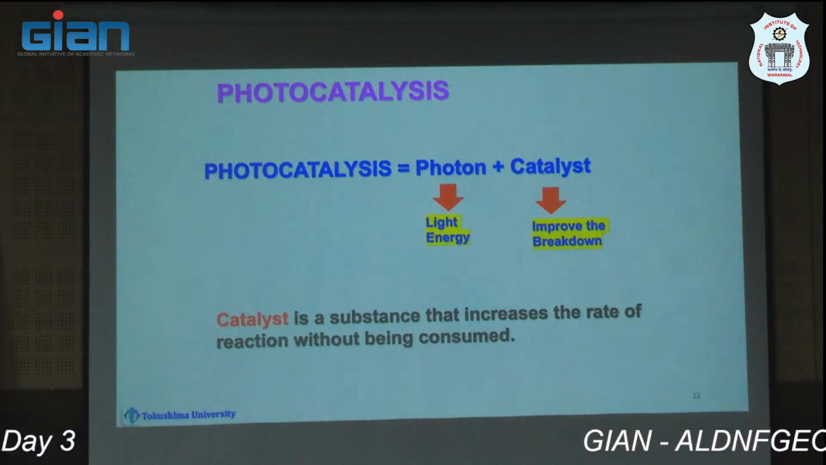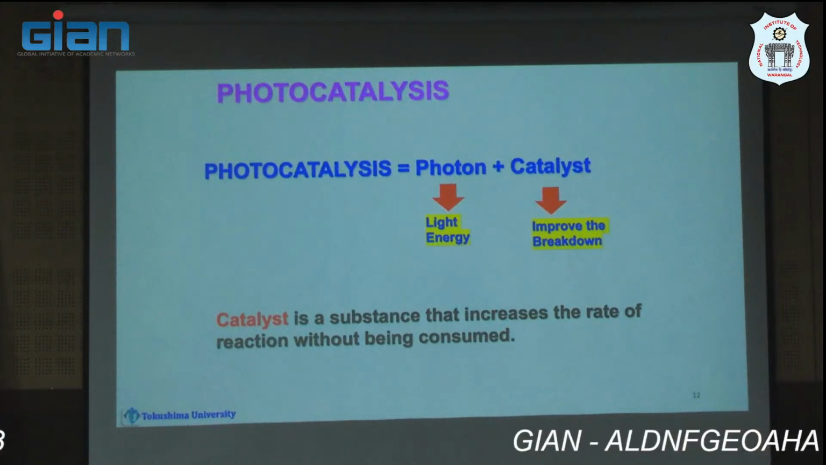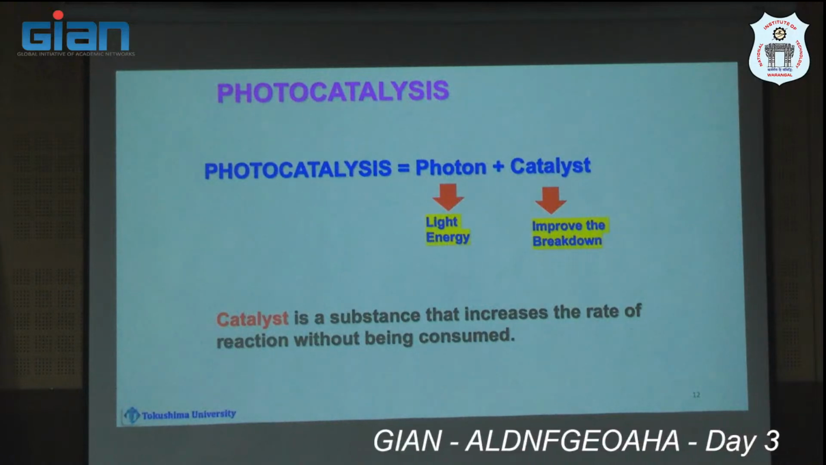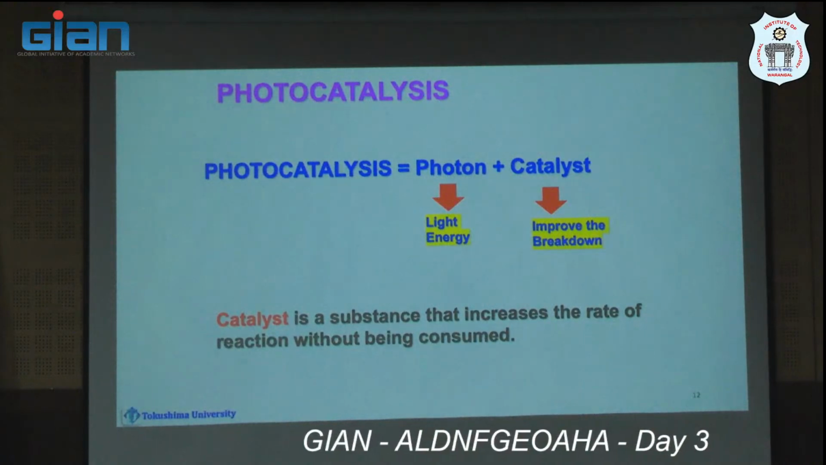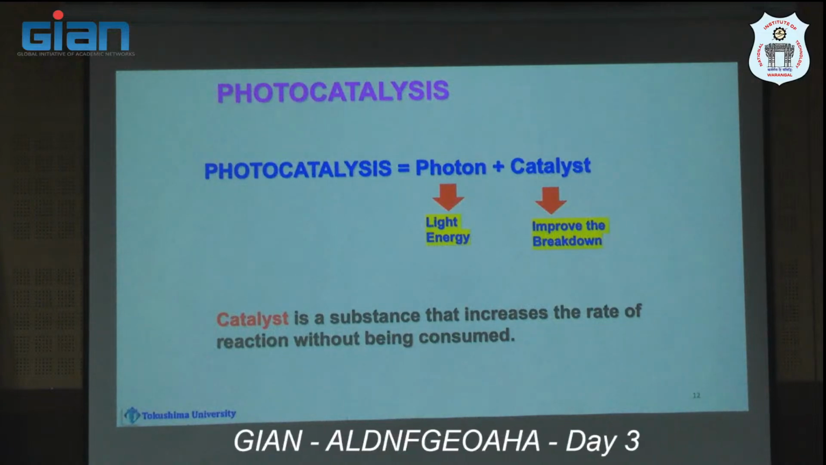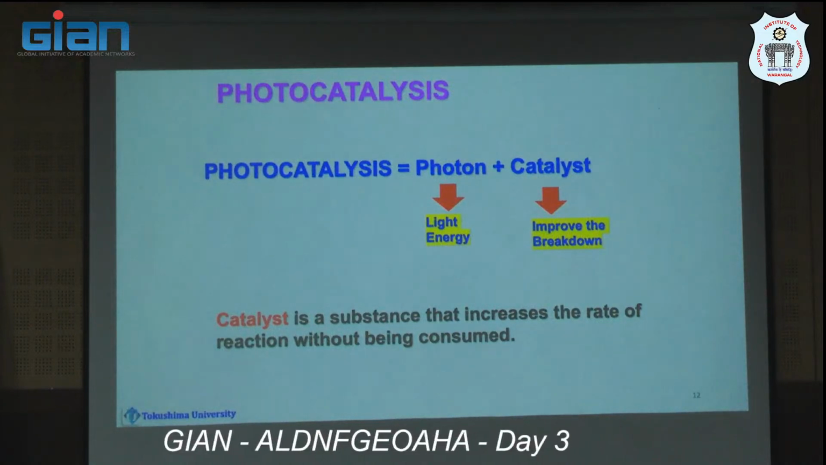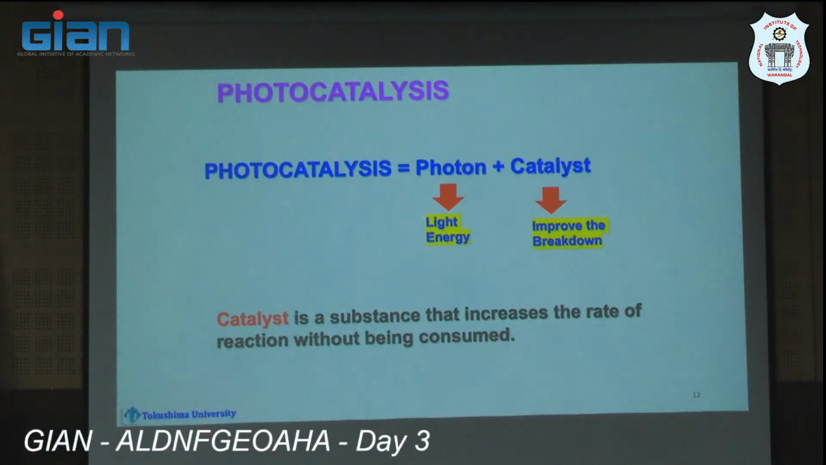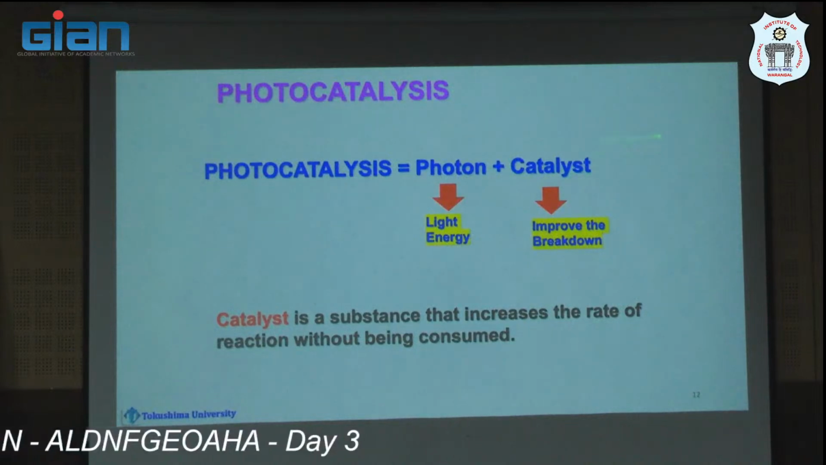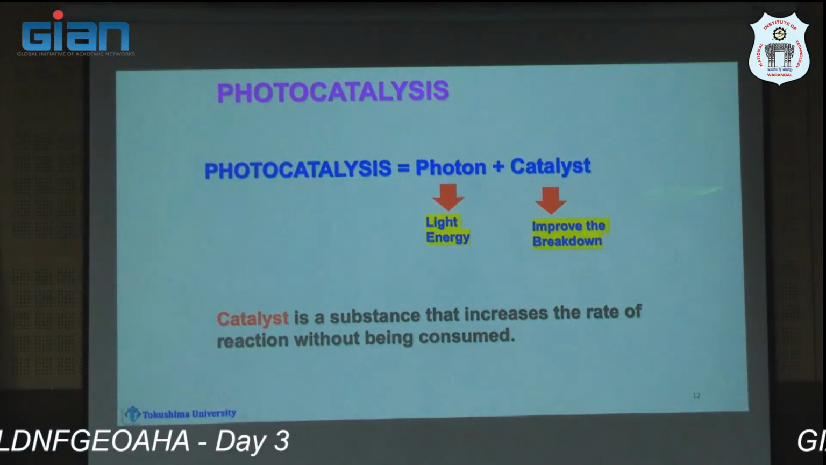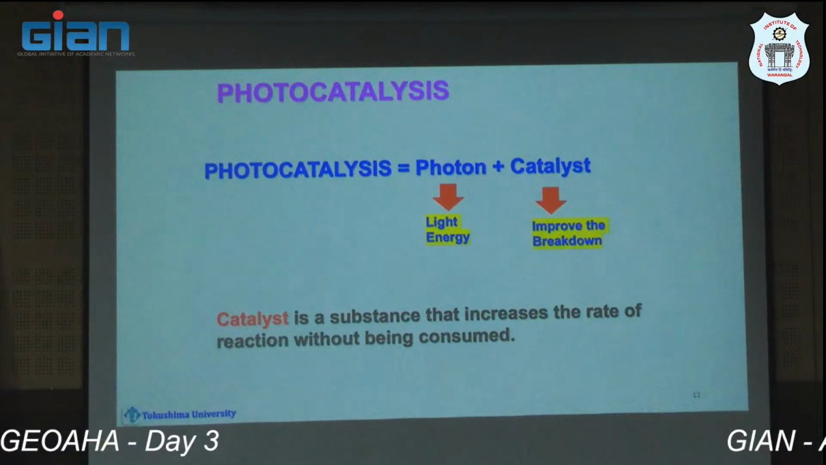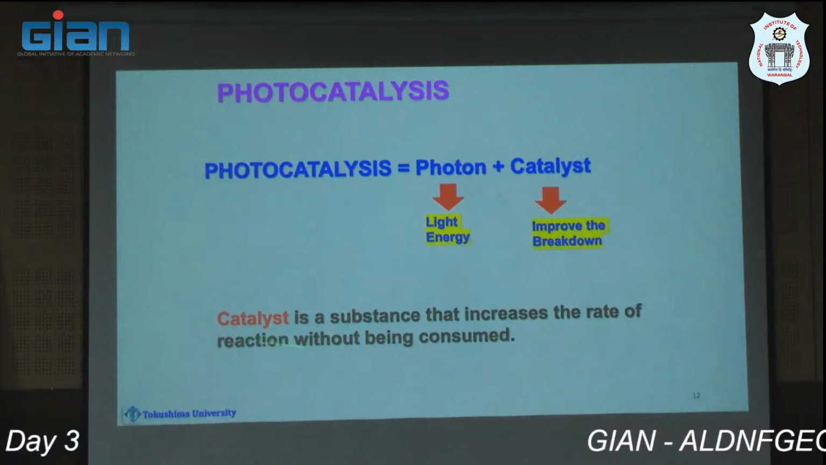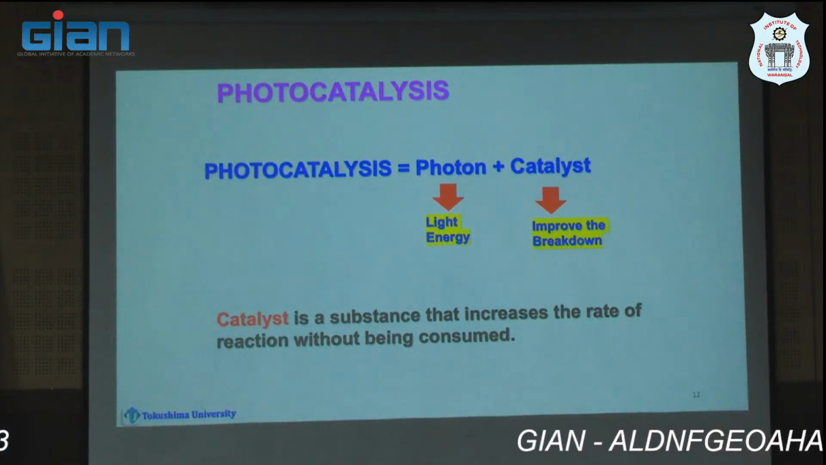Like if you are running and somebody pushes you, you will run faster, because you have your own energy when you are walking or running, and you take the help of someone. In the same way, if we use a catalyst, this photolysis process is enhanced. So a catalyst is a substance that increases the rate of reaction without being consumed.